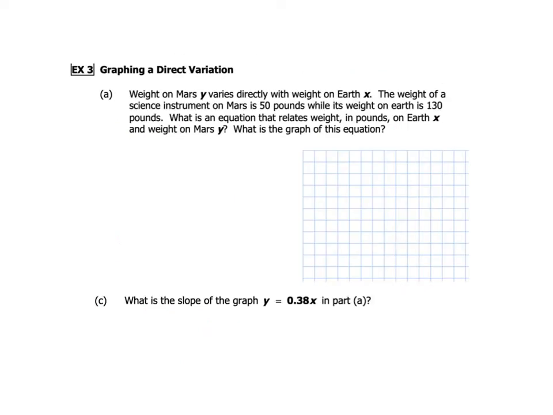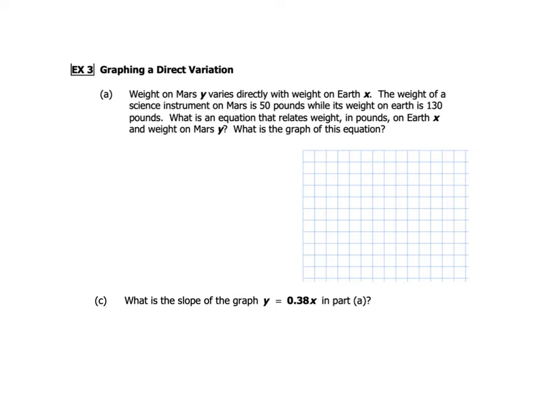In our next problem, we're going to be graphing a direct variation, and we're going to use a method that you are familiar with, and that is creating a table of values. So I have the weight on Mars, y, varies directly with the weight on Earth, x. The weight of a science instrument on Mars is 50 pounds, while its weight on Earth is 130 pounds. So what is an equation that relates weight in pounds on Earth, which is x, and weight on Mars, which is y?